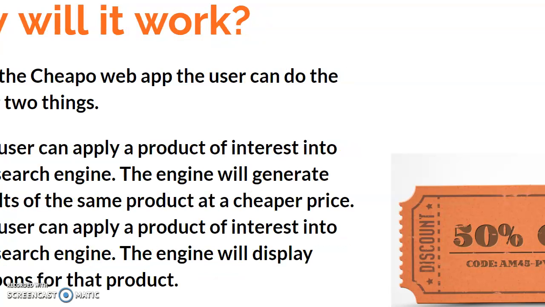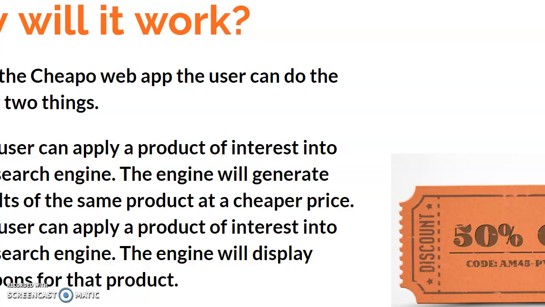So how will it work? Within the Cheapo web app, the user can do the following two things. The user can enter a product of interest into the search engine, and this engine will generate a set of results for you, ranking them from one through five, for example, and the higher rank will have the cheaper price for the product you're looking for.